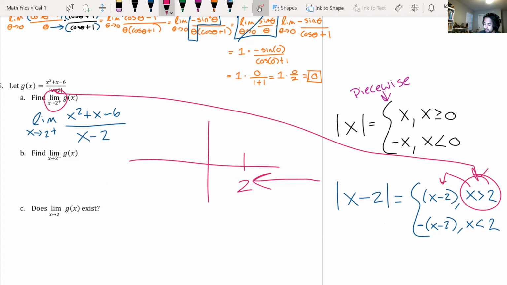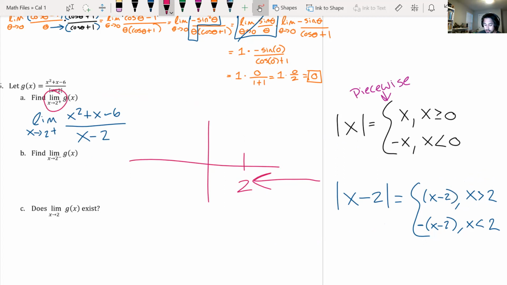Yeah, so if it was from both directions, would we have 2 limits to solve? Which is down there. We'll get there in a second. Good question, though. Very good question.